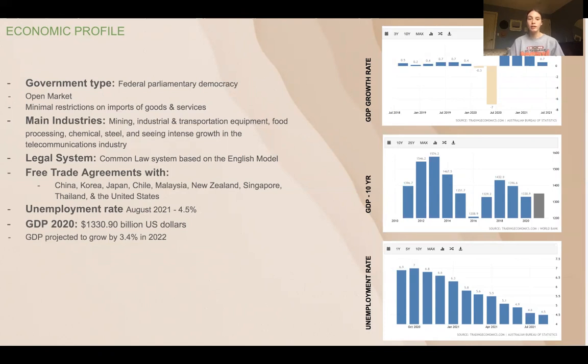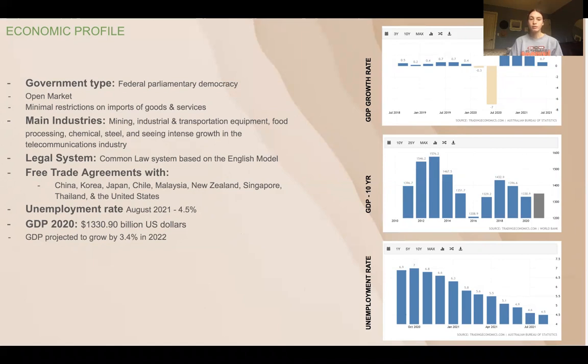When it comes to trade, they have minimal restrictions on the imports of goods and services, and their main profitable industries include mining, industrial and transportation equipment, food processing, chemical, and steel. They are seeing intense growth in their telecommunications industry. They are really striving right now to penetrate this market, introducing broadband technology and investing in research and development for this market, such as 5G, different fiber networks, and mobile digitalization and mobile wireless technologies.